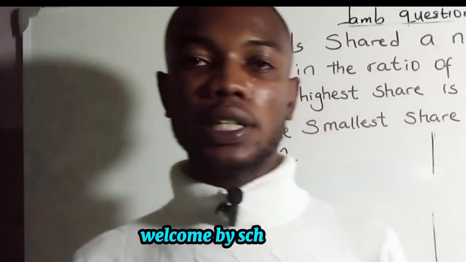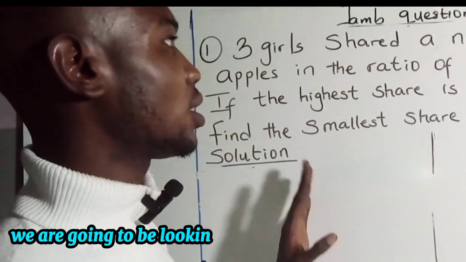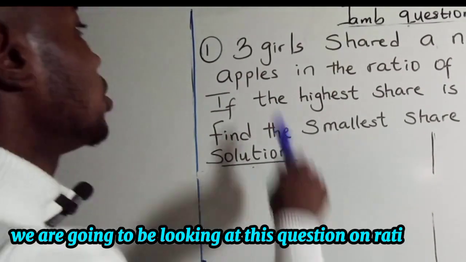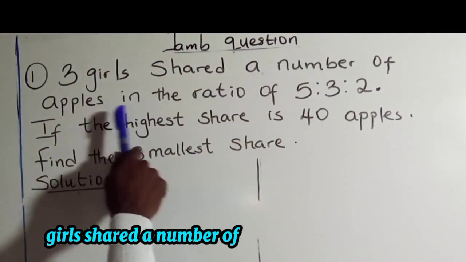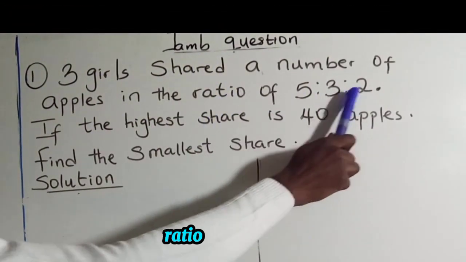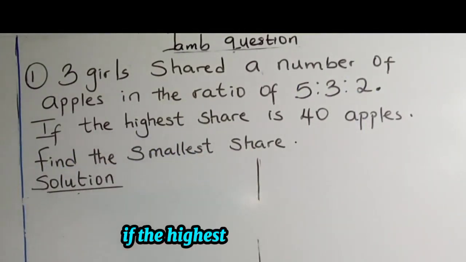Welcome back, scholar. In this course, we are going to be looking at this question on ratio. Three girls share a number of apples in the ratio of 5:3:2. If the highest share is 40, find the smallest share.